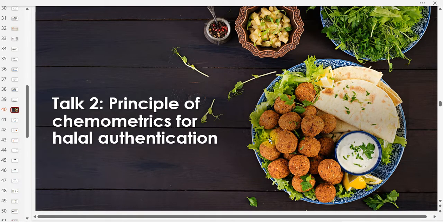So in this part, we are going to move into the second session of this workshop, which is principles of chemometrics for halal authentication. As I told you yesterday, the older researchers really look into ANOVA, t-test, and f-test. They are the common statistical analyses.